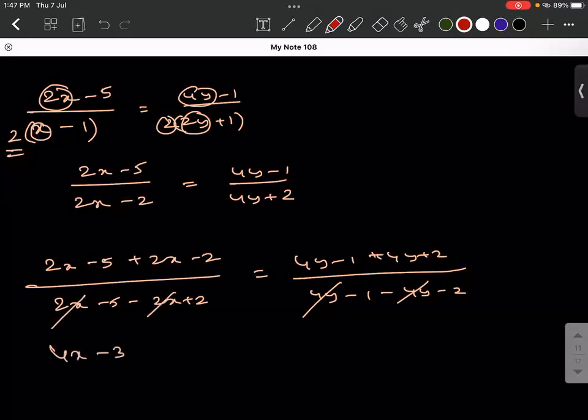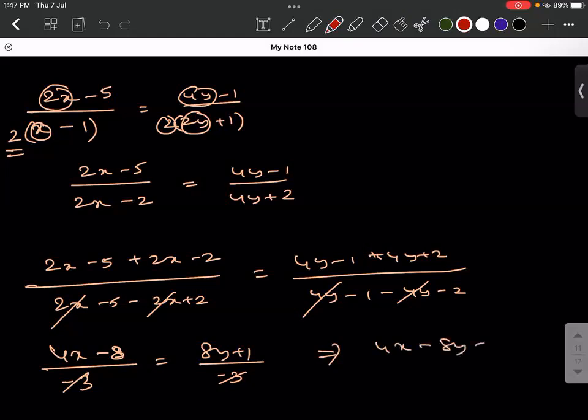So (4x minus 8) divided by minus 3 is equal to (8y plus 1) divided by minus 3. Cancel these two, which implies 4x minus 8y is equal to 9. Okay, so these are the two linear equations. Solve them, we get the answer.